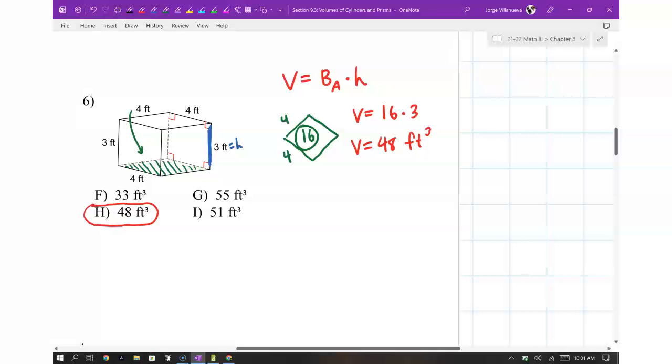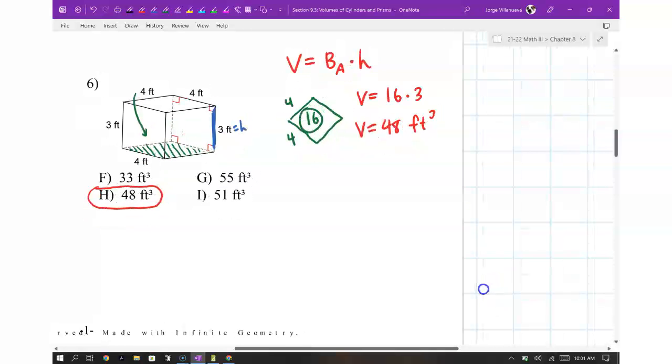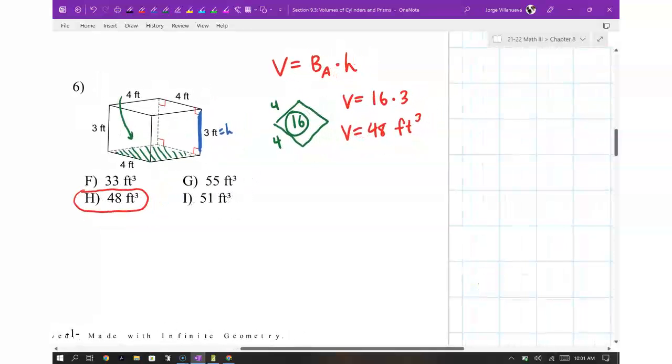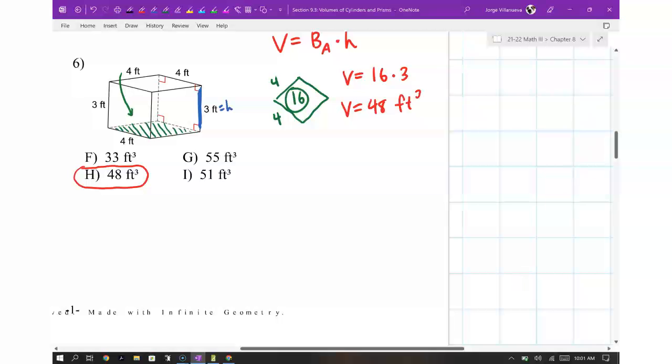This answer right here, yeah, 48 cubic feet. It was 16 times 3. By the way, you'll notice there's no pi's in this one, right? Remember in the other homework you had a couple things where they always had pi in it, right? There's no pi in prisms, okay? There is pi in cylinders, but not in prisms. Are we good? You're good, Patrick? All right.